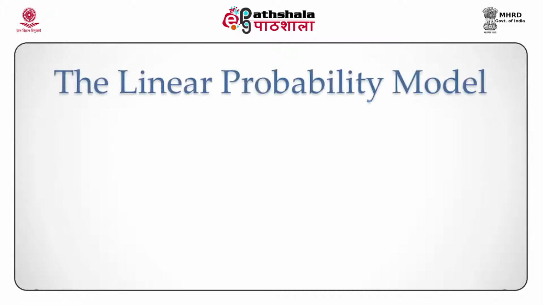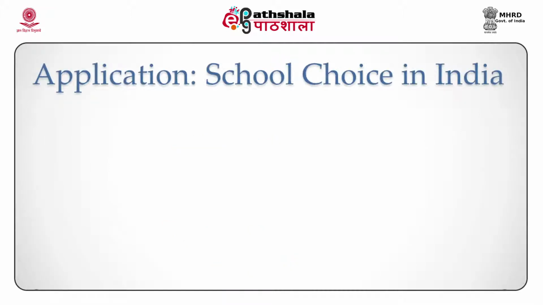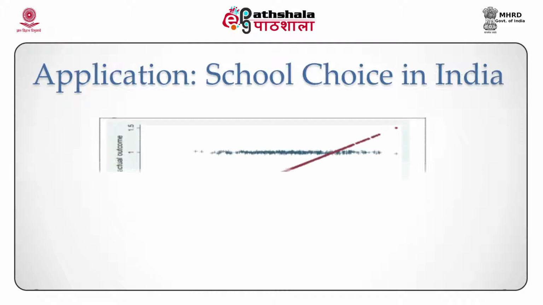The simplest model in this setting is the linear probability model. As the name suggests, we specify the expectation of y given x and beta, where beta is the unknown vector of regression coefficients, is equal to x prime beta. We know that for a binary outcome, the expectation of y given x and beta is equal to the probability of y equal to 1 given x, and hence the linear probability model specifies the probability of y equal to 1 given x equal to x beta.